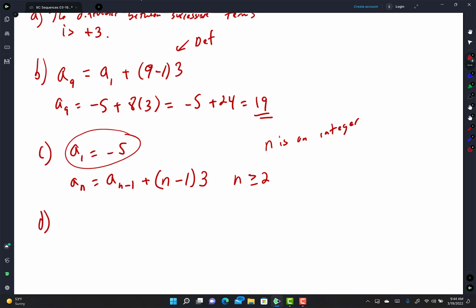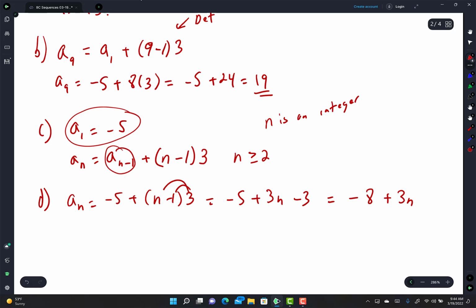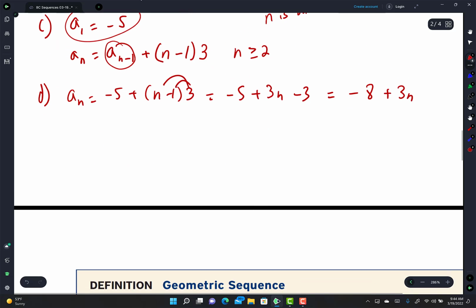Ready? Plug in this, which is what? So I'm going to write a sub n equals -5 plus n minus 1 times 3. I think that will work, but distribute that. So we can have a nice, clean -5, and then we'll test it, don't worry. Plus 3n minus 3. So -8 plus 3n. So let me rewrite it. a sub n equals -8 plus 3n. Let's see if it works.